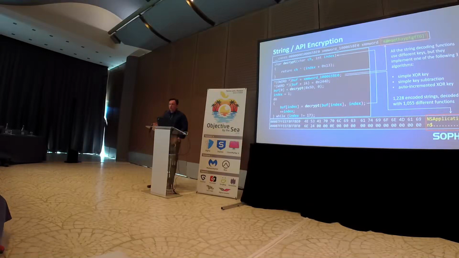In each case, the function was doing one of 3 operations: either simple XOR, or simple key subtraction, or incremental XOR key, like here. But in each particular case, there was a different key, a different number, a different value. But by running the tool, it's possible to decrypt them all to understand what the actual executable is doing, to understand its logic.